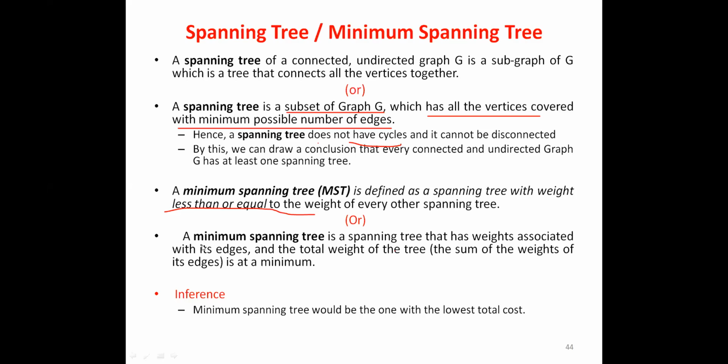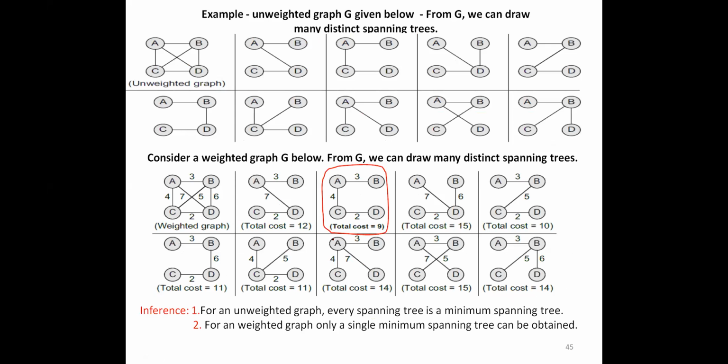In other words, we can define a minimum spanning tree as a spanning tree that has weights associated with edges, and the total weight of the tree is at the minimum. So in that graph, the spanning tree will have the minimum total weight. What we infer from this is that the minimum spanning tree would be the one with the lowest cost. With the lowest cost tree, I can say that is the MST. So, diagrammatically here.